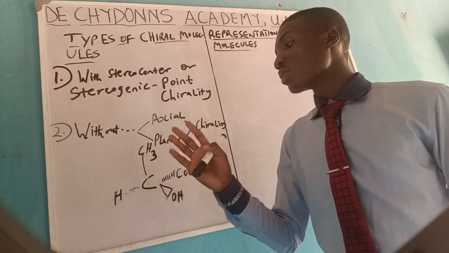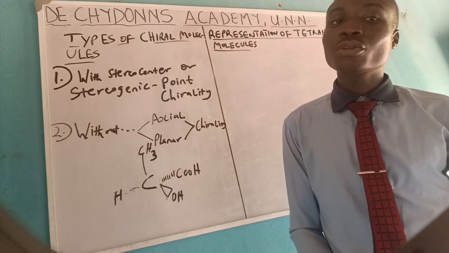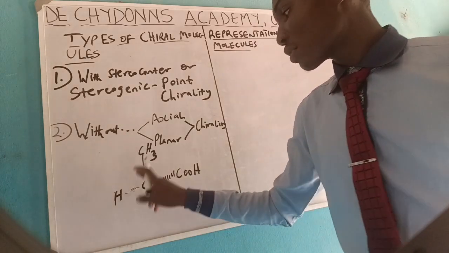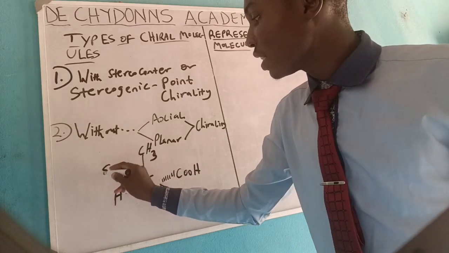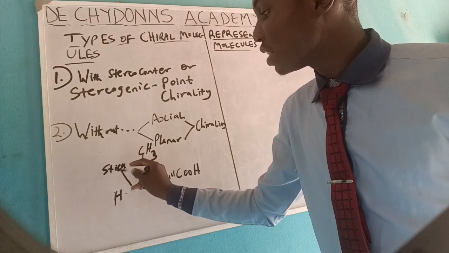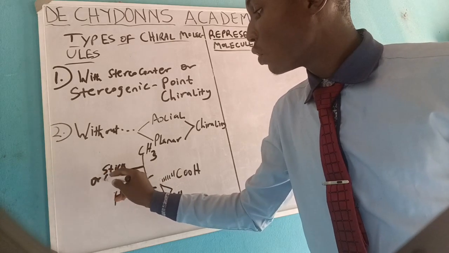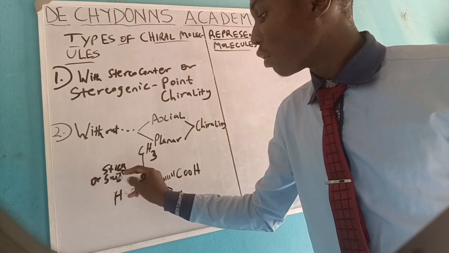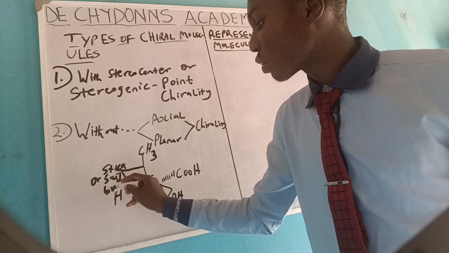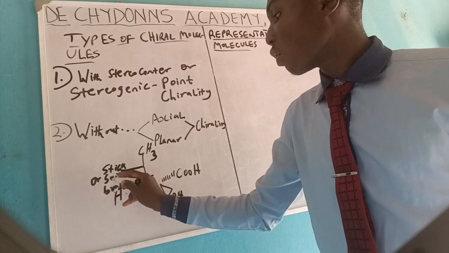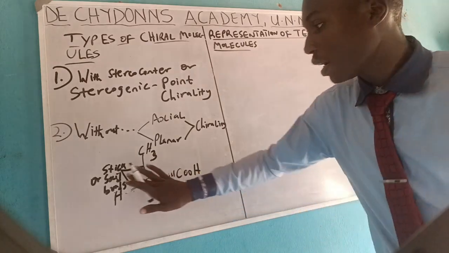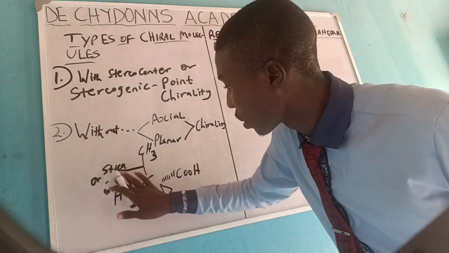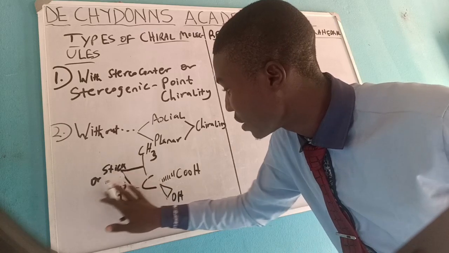Two of the bonds are usually referred to as stick bonds or solid bonds. So these two bonds here, we can call them stick or solid bonds. Sorry for this. Let me just rewrite this so you can see it very clearly.